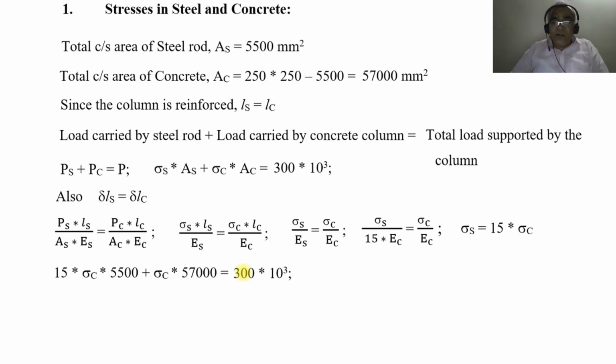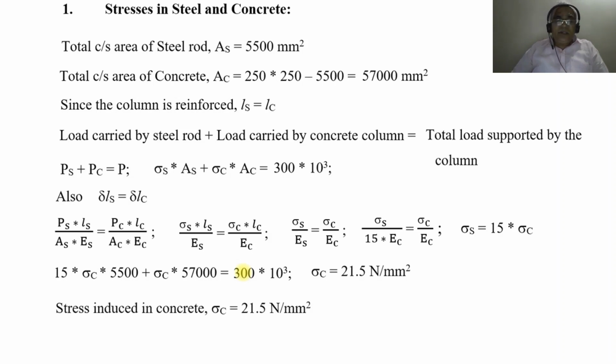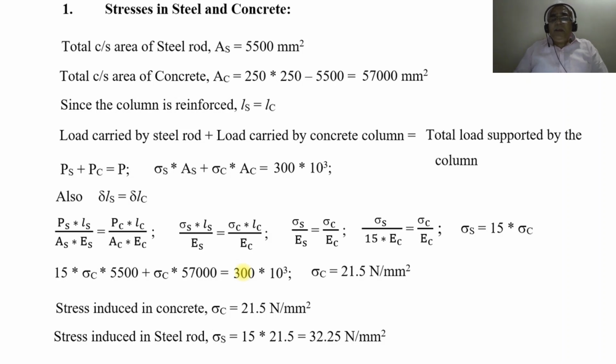On simplification, you get the stress in concrete. So sigma C will be equal to 21.5 Newton per mm square. Once you know the stress induced in the concrete, naturally we can find out the stress induced in the steel rod, because sigma S is equal to 15 times sigma C.